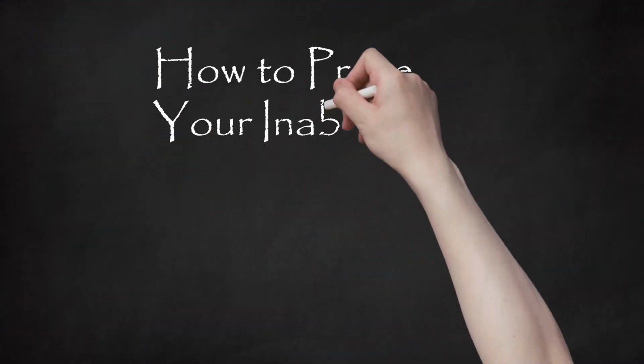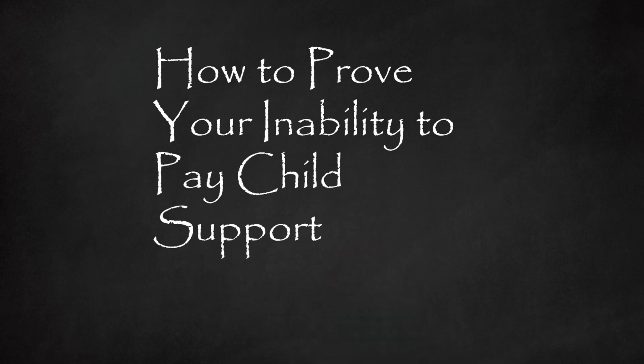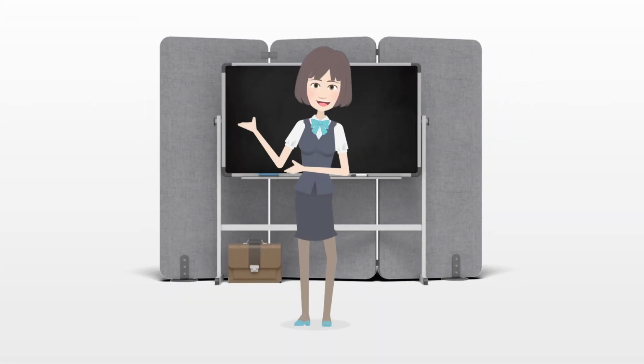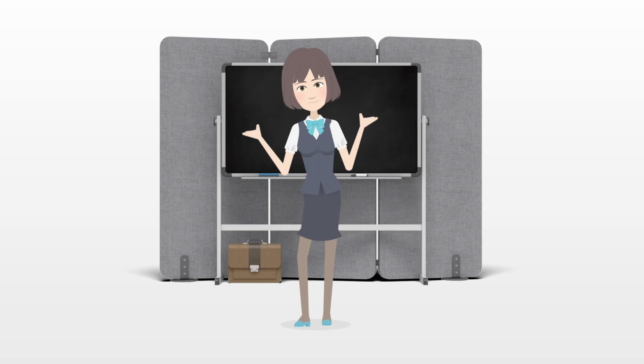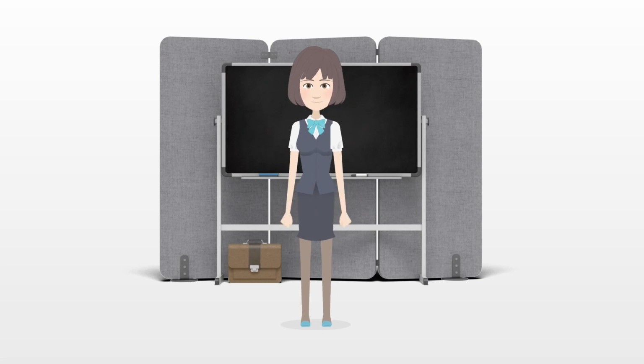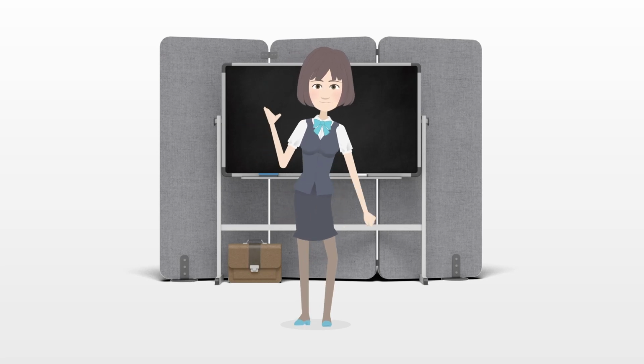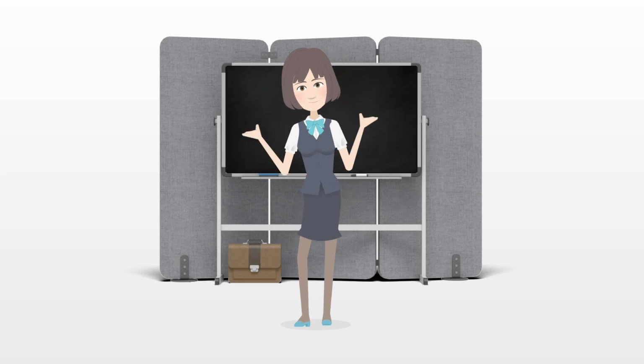How to prove your inability to pay child support. If you can't make your child support payments, then you need to ask a judge to modify the amount. You also need to prove that you can't pay. The proof you need will depend on your circumstances.